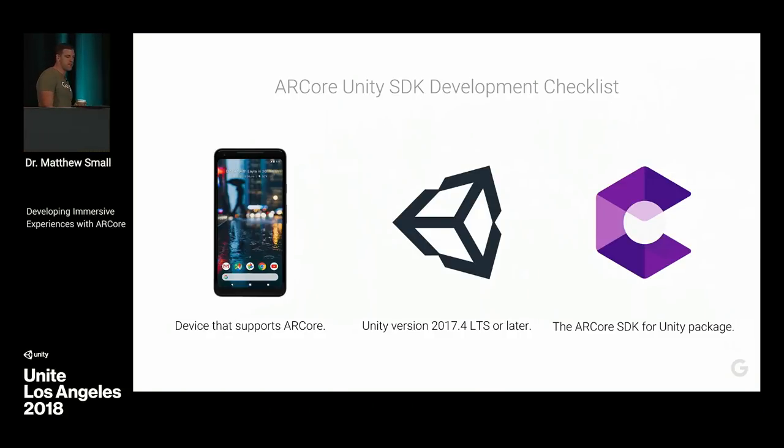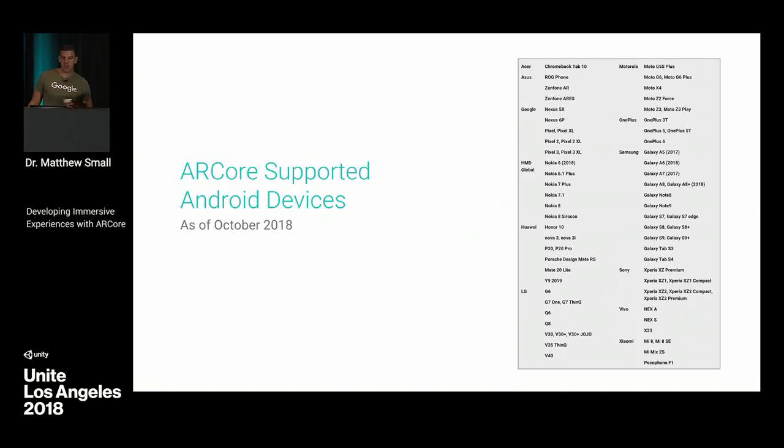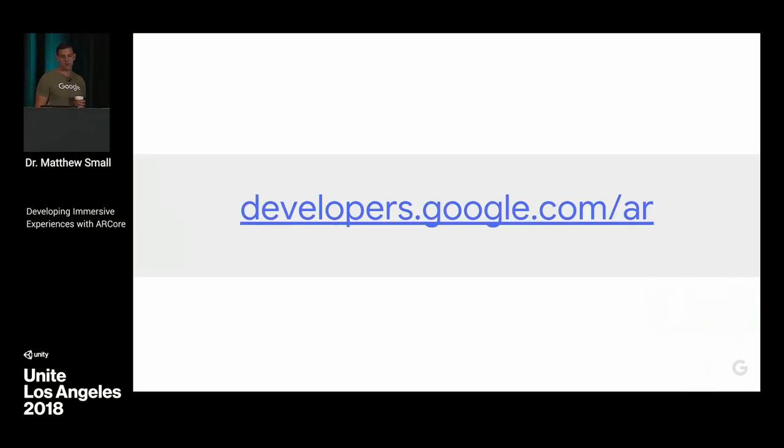So what devices are actually supporting ARCore? Here's a comprehensive list of them that's current as of today. As I mentioned, together these devices represent about 200 million devices, and we're adding more every day. And anytime you want to see the current list, as always, you can find that list, quick start, reference documentation, downloads, and more at our developer website, developers.google.com/AR.